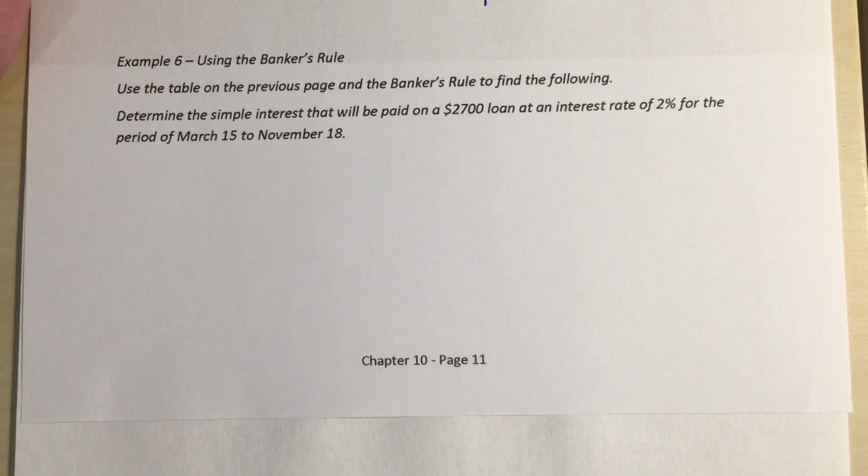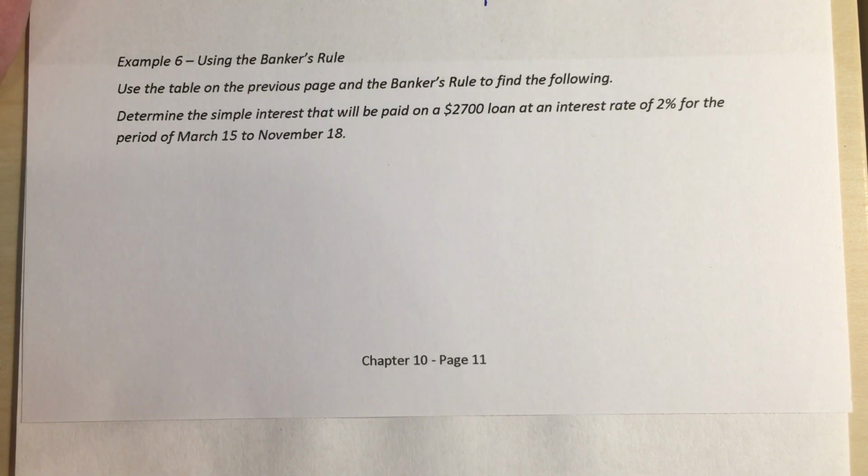In example 6, we are going to use our banker's rule. We're going to use the table on the previous page. We're going to use our simple interest formula and kind of combine a lot of these different things all into one problem. All right, so determine the simple interest that will be paid on a $2,700 loan at an interest rate of 2% for the period of March 15th to November 18th.